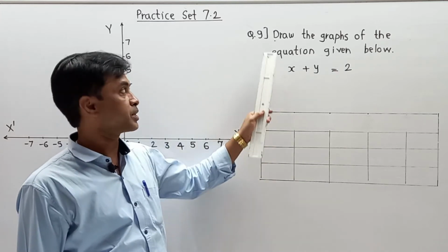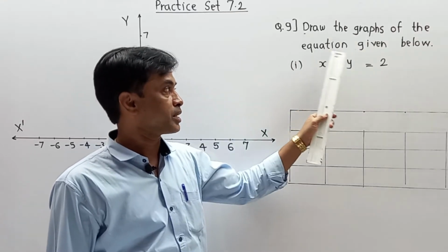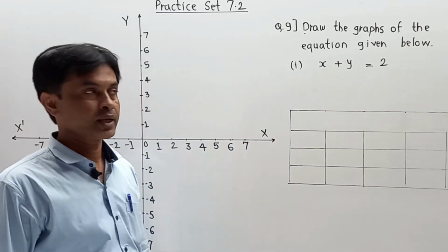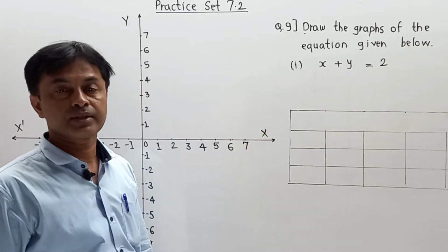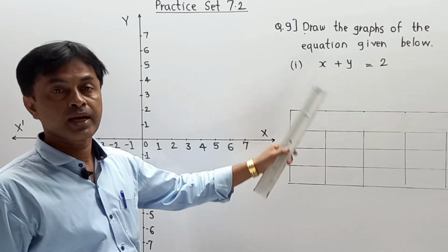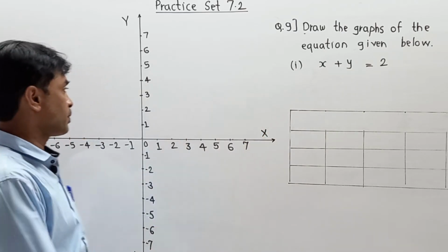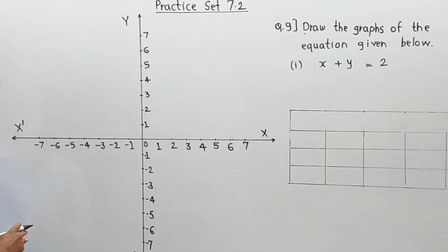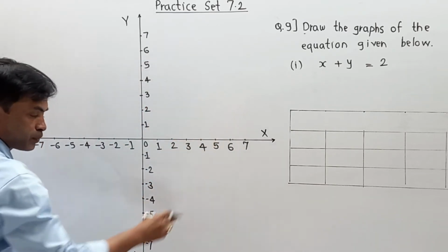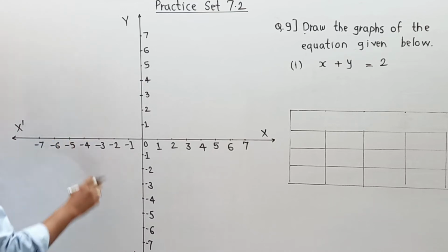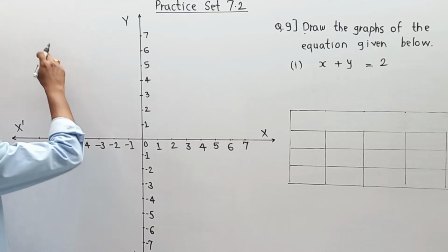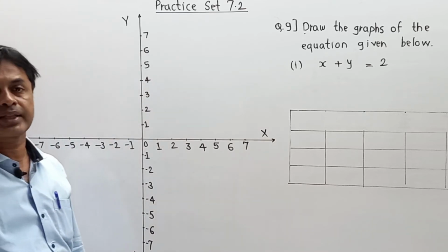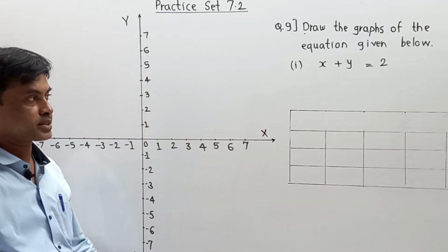First, once again the equation. Draw the graph of the equations given below, and the first equation is x plus y is equal to 2. This is the first equation, the equation of a line, and we have to draw its graph. But if you want to draw its graph, we don't know whether this line is inclined like this or like this, whether it passes through the first and fourth quadrant, whether it passes through the second and third quadrant, whether it passes through the origin, or what angle it makes with the x or y axis.